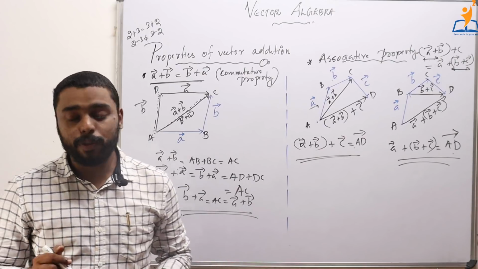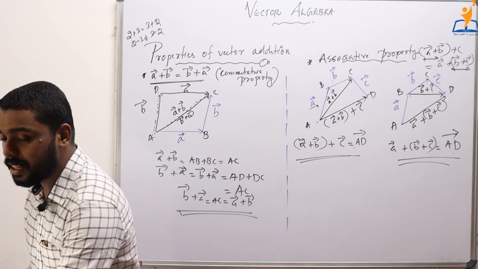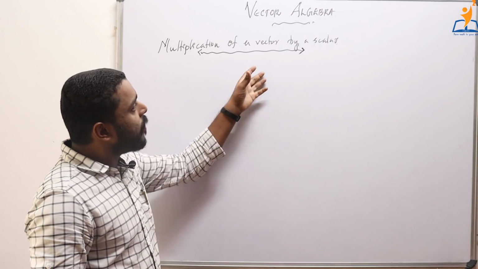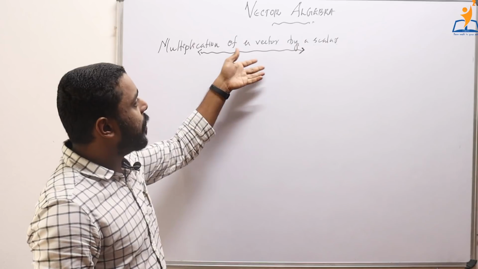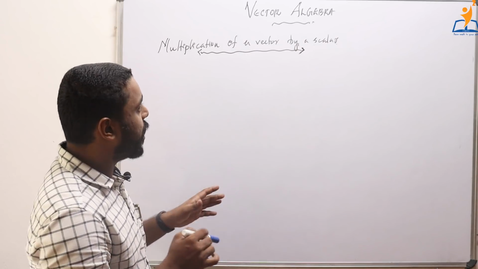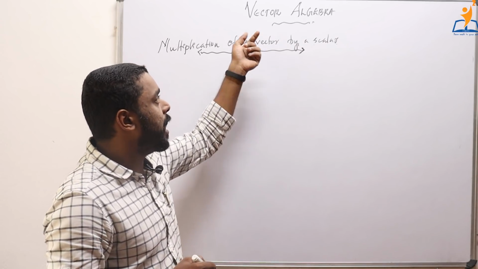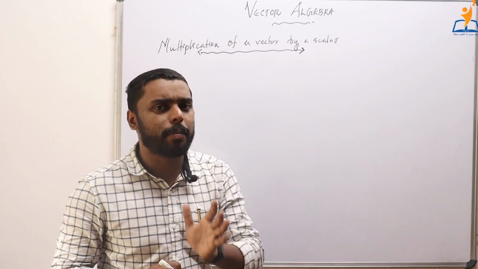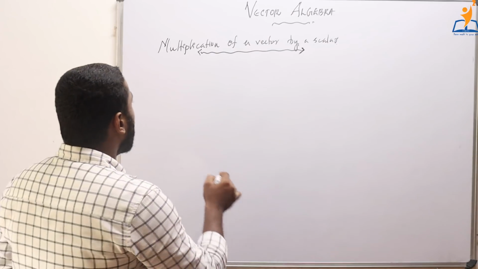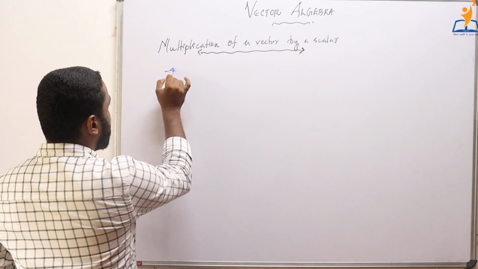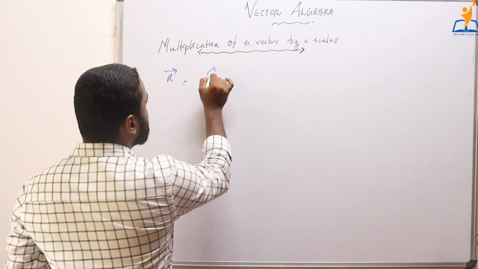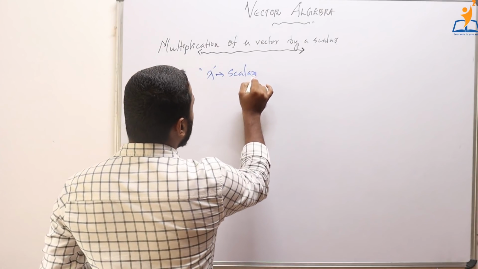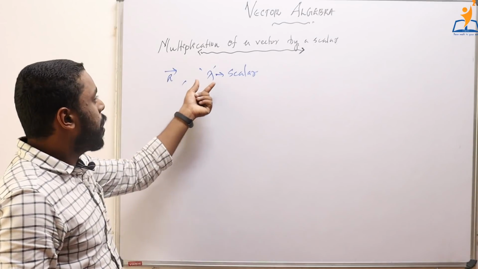Now we shall move to the next topic. The next topic is multiplication of a vector by a scalar. Whenever we are going to multiply a vector by a scalar, we should be aware of the terms. A scalar means a real number, just a real number. So if we are provided with a vector, say A, we have to multiply this vector by lambda. Say lambda is the scalar. So we have to multiply the vector A by lambda.